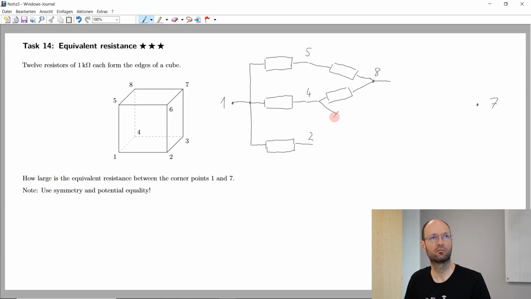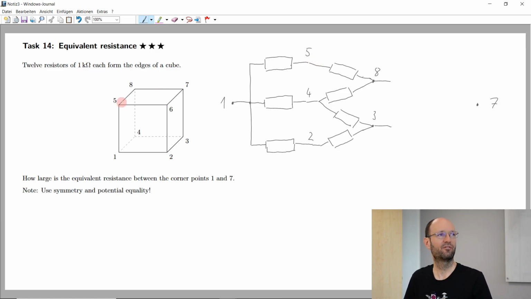So some slanted resistor in this direction, some slanted resistor going upwards here, and in both cases we end up at a joint node number 3. Yeah, and here it's a bit challenging.